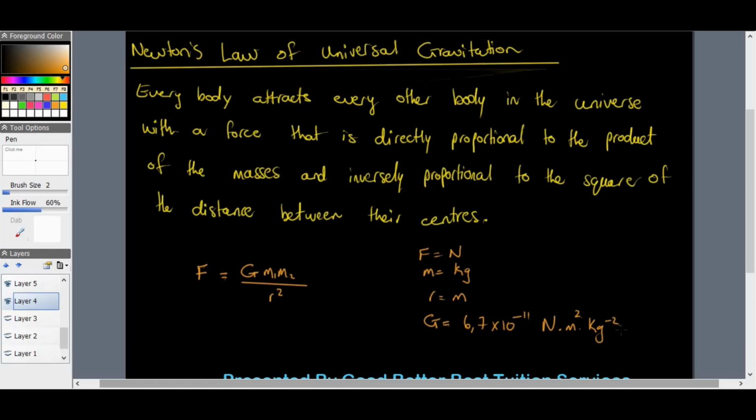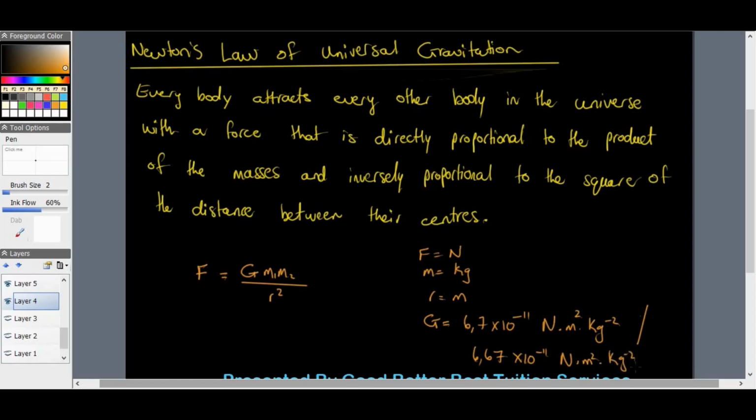Some textbooks may give it as different values. I'm just going to check another textbook that I have to make sure, as what I am giving here is from one source of information. Either 6,7, or some textbooks or tables of constants may give it to you as 6,67 times 10 to the negative 11 newtons per meter square per kilogram squared.